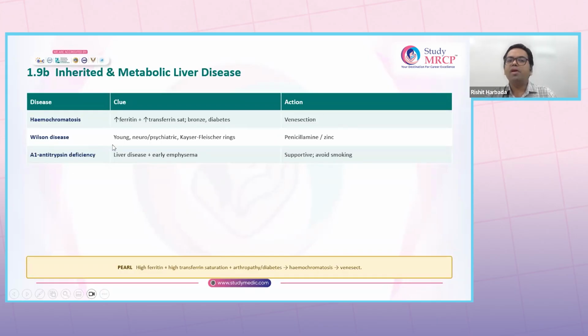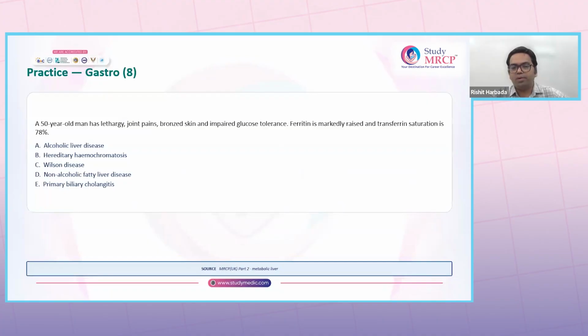Wilson's is an abnormal deposition of copper in the liver, and here it's commonly seen in young patients who have copper metabolism defects, and they are having multiple neuropsychiatric issues. And in the cornea, you're going to see Kayser-Fleischer rings. Okay, so if you see Kayser-Fleischer rings in the cornea, think about Wilson's. Treatment is penicillamine and zinc. Alpha-1 antitrypsin deficiency is responsible for two diseases. One is COPD and one is liver disease or cirrhosis. And the treatment is avoiding smoking, which is very, very important.